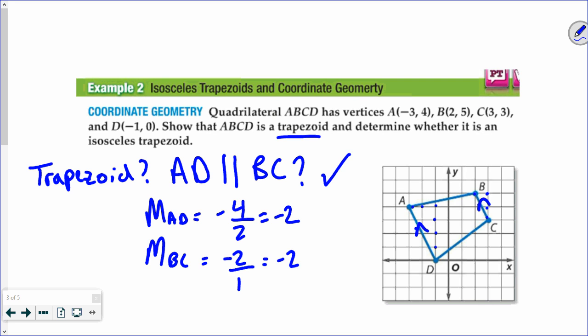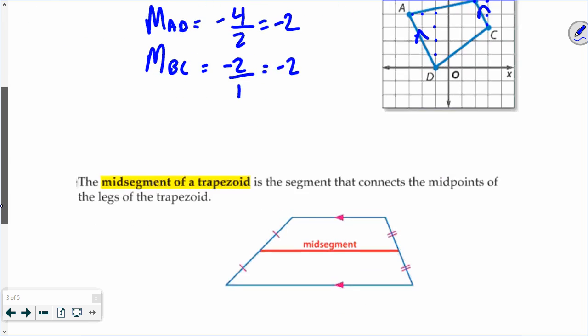We can just confirm it. Well, we should also check that it only has one pair of parallel sides. Make sure that AB and DC are not parallel. Visually check. Those are not parallel. Okay. So we've done that.